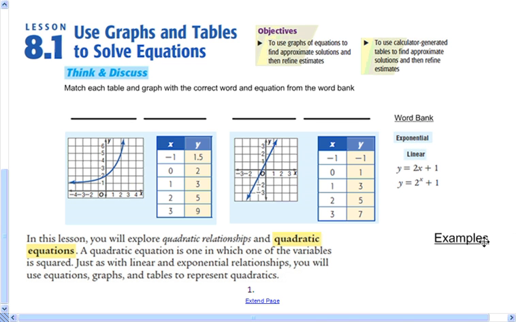Hey students, this is lesson 8.1. We're going to learn how to use graphs and tables to solve equations. Today we're going to do lesson 8.1.1, which is how to use graphs. I'm going to be using my graphing calculator, so if you have one handy, that'd be awesome.